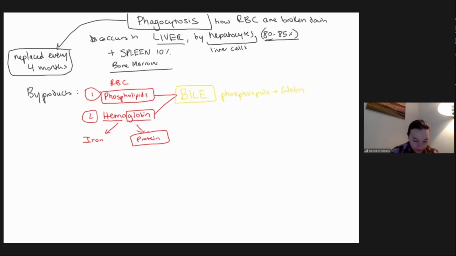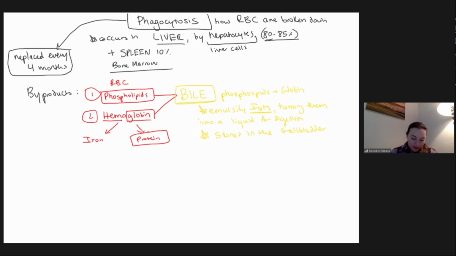So again, bile comes from phospholipids and globin. The function of bile is to emulsify fats, turning them into a liquid for digestion. We're going to talk about this probably next week. Bile is stored in the gallbladder. I don't know if you know anybody who's ever had their gallbladder removed, but if you have, you can't eat really fatty foods because you don't have a way to digest large amounts of fat. Does this make sense? Bile helps with the digestion of fat, and it's stored in the gallbladder.